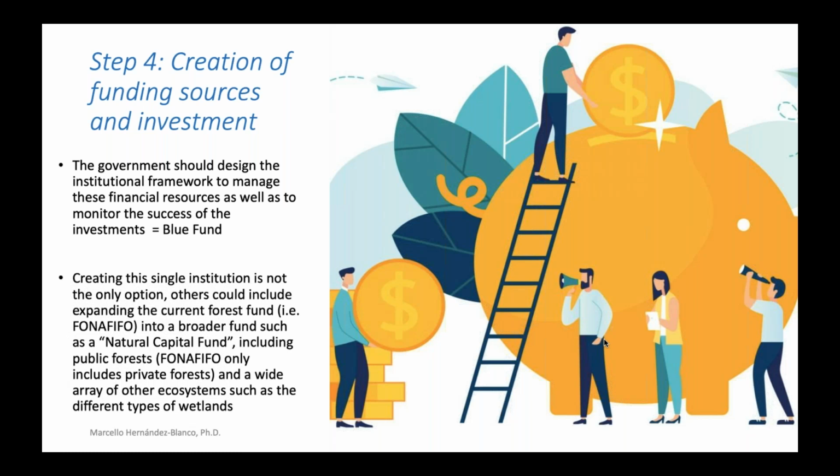Creating a single institution like the Blue Fund might not be the only option. For example, again, in the case of our country, other options could include expanding the current ones, for example, expanding the current Forest Fund into a broader institution that I call the Natural Capital Fund, where you could have different ecosystems, both terrestrial and marine ones. As well, it would be very important to have both privately and publicly owned ecosystems.